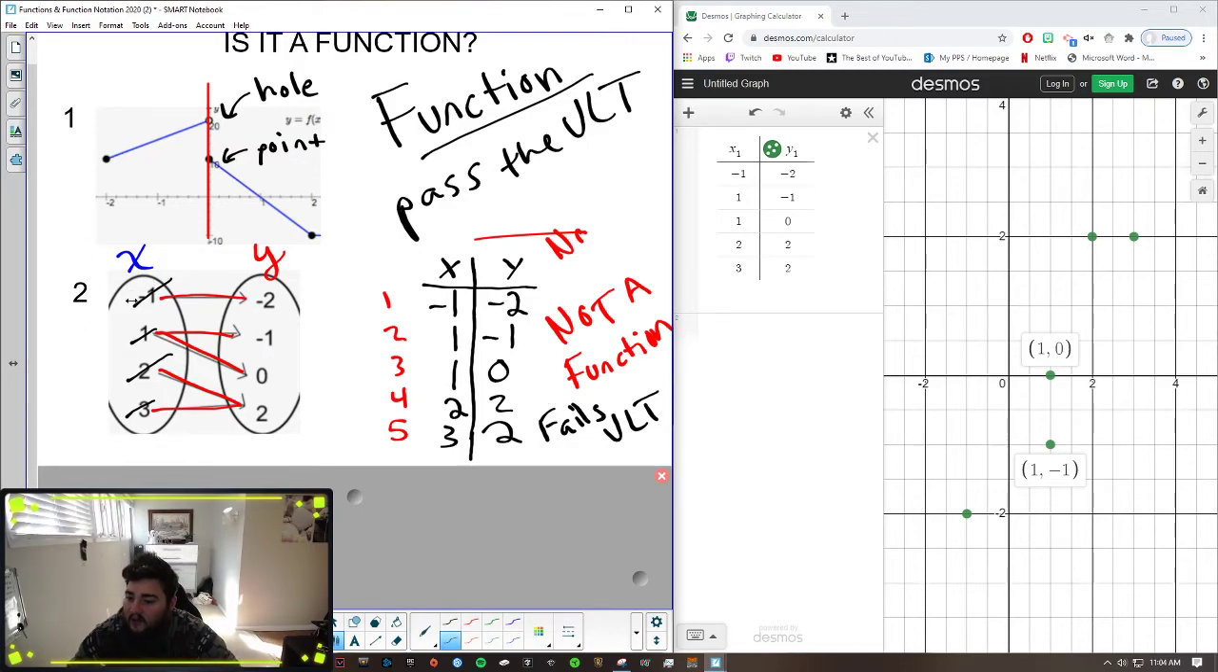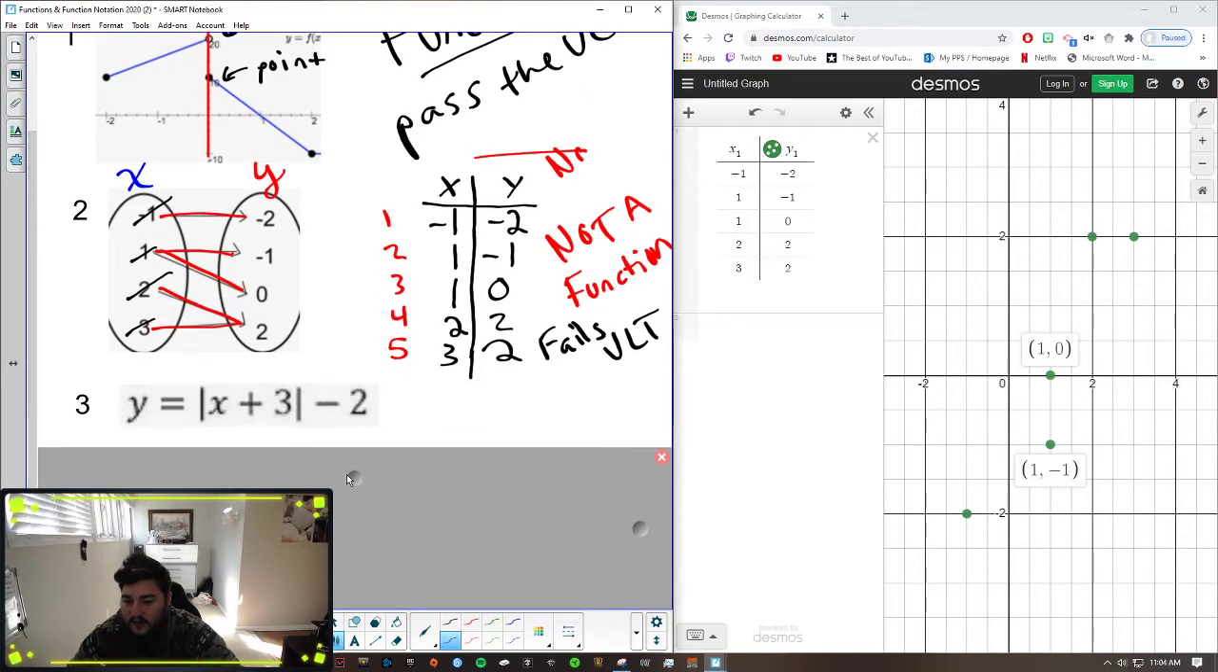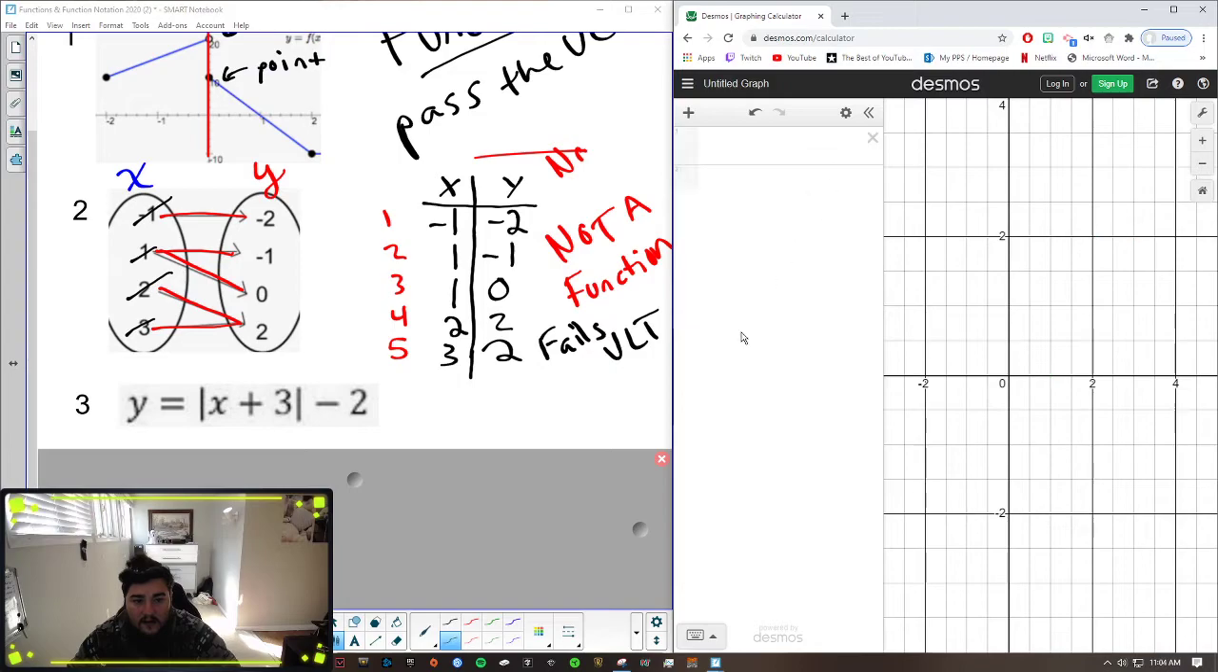Okay, so if we're given a mapping, we turn it into a table, put it into Desmos, and do our vertical line test. All right, let's do our next one. Number 3. For number 3, we're just given an equation. We're given a function or a relation we don't know yet. So all I'm going to do is go over into Desmos and type it in exactly as I see.